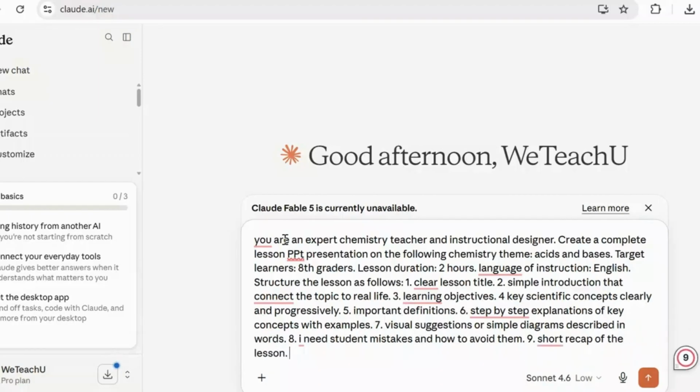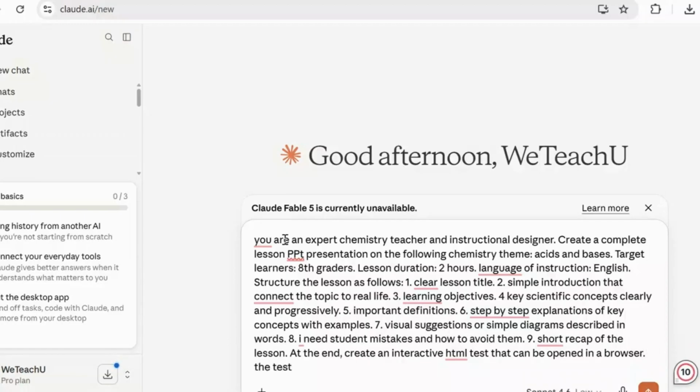At the end, I haven't finished because I need to assess my students. So at the end, create an interactive HTML test. Why HTML test? Because I need my student to open it in a browser, that can be opened in a browser and solve it automatically. I need to give Claude details about the test.